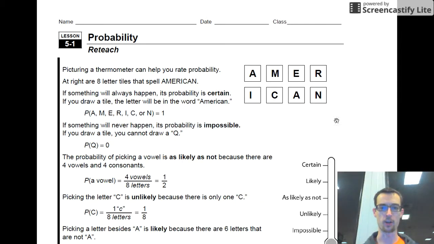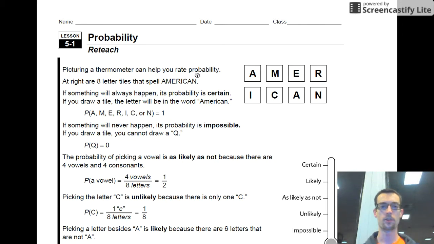My document camera on me, guys, but I'm going to try and do this with just an airport here. So we're taking a look at 5.1, the probability Reteach page. Here we go. So I'll go ahead and read this and explain it as we go through it.